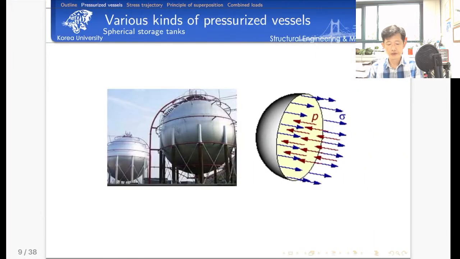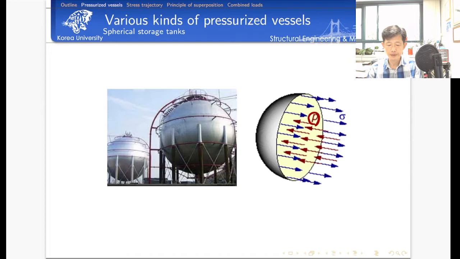Okay, the first one is the spherical pressurized vessel. We can find such kind of structure if you visit Incheon or if you visit Yeosu. Okay. Here for a kind of simplification, we don't want to consider the effect of gravity, because we don't consider the effect of gravity, the pressure inside would be constant.